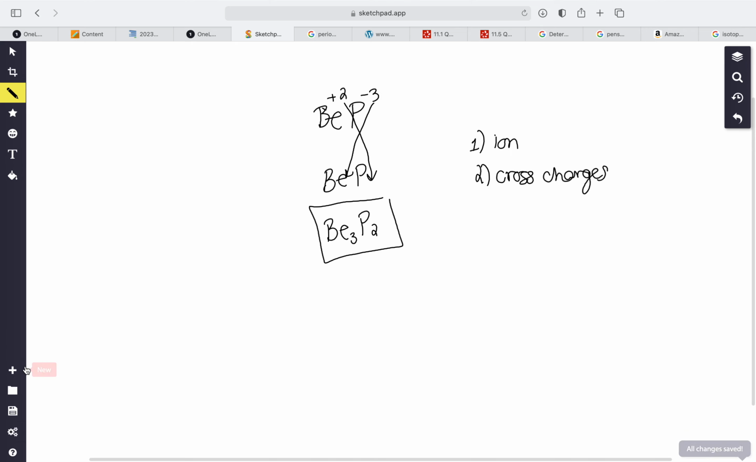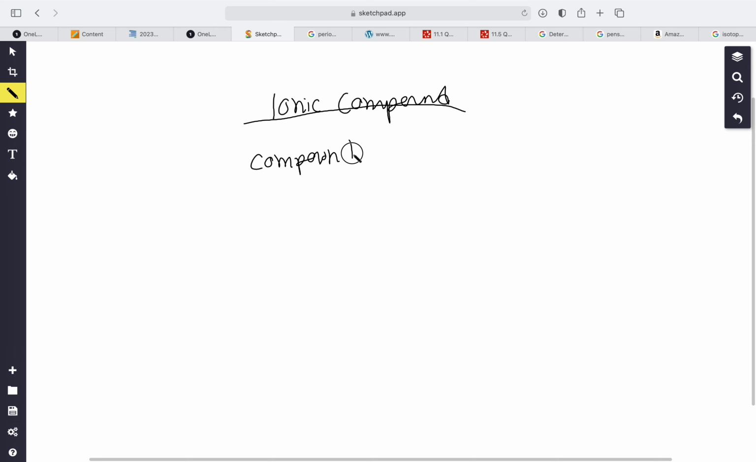Right, so that's basically all you have to do for this. So let's look at something where we're going to be dealing with an ionic compound. An ionic compound is a compound with a charge. So I'll do an example of some.